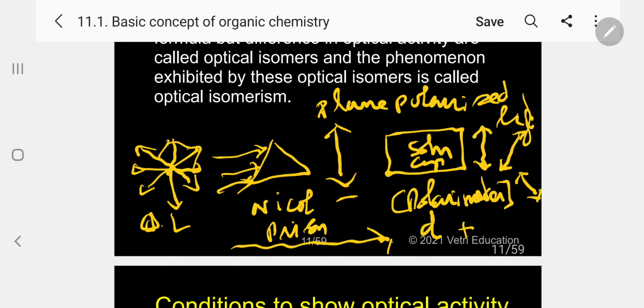If it is rotated in the anti-clockwise direction, it is called levorotatory, or minus. This property is called optical activity. Please follow, this is called optical activity. Kindly follow. I hope now you have a clear idea.